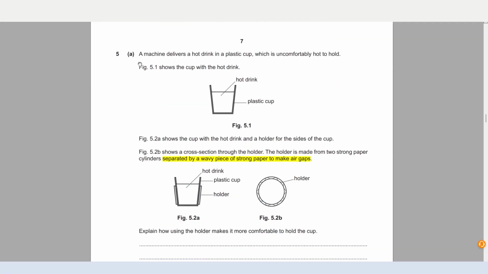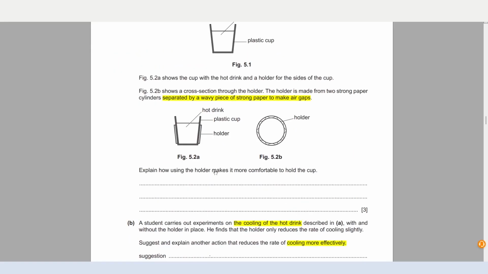Question number 5a. A machine delivers a hot drink in a plastic cup, which is uncomfortably hot to hold. Figure 5.1 shows the cup with the hot drink. This is the hot drink and this is the plastic cup. Figure 5.2a shows the cup with the hot drink and the holder for the side of the cups. Figure 5.2 shows a cross section through the holder. The holder is made from two strong paper cylinders separated by a waxy piece of strong paper to make air gaps. Explain how using the holder makes it comfortable to hold the cup.